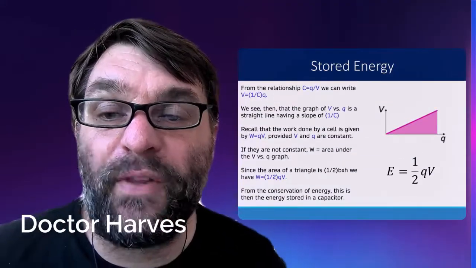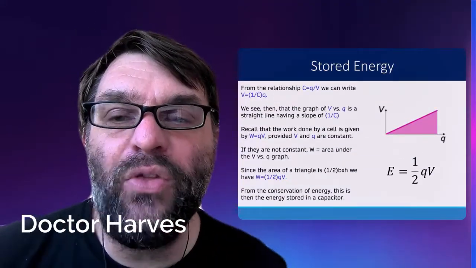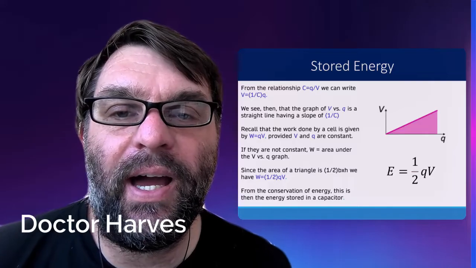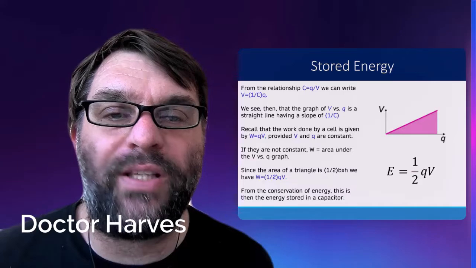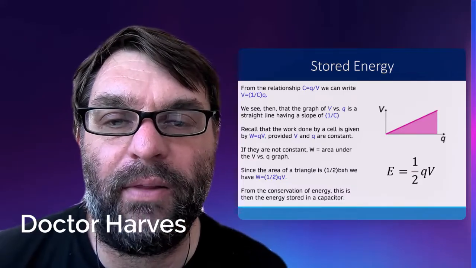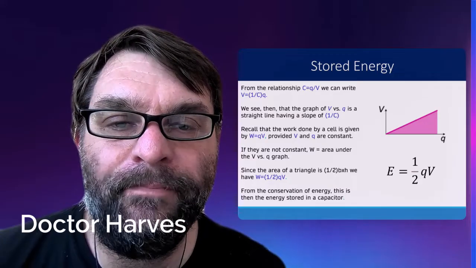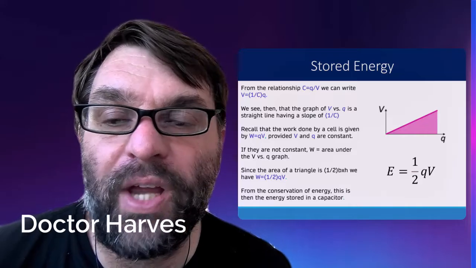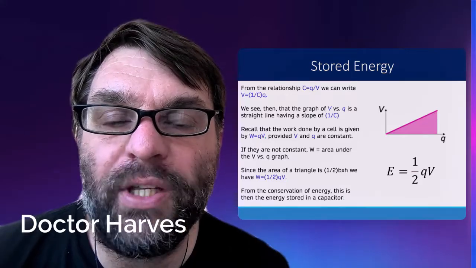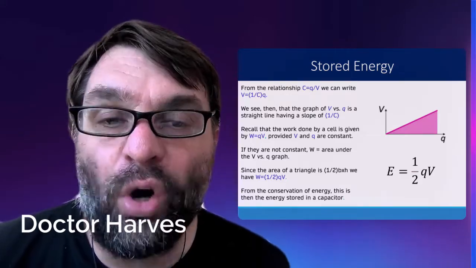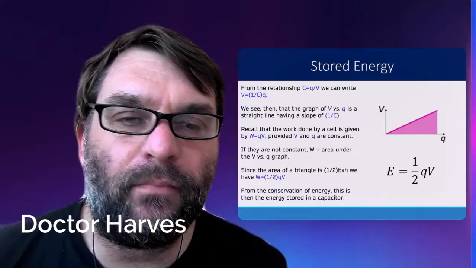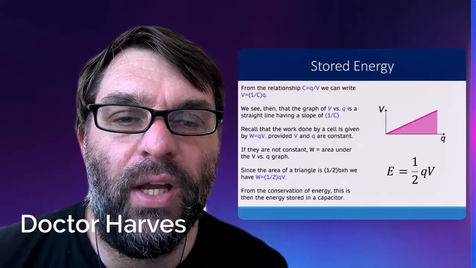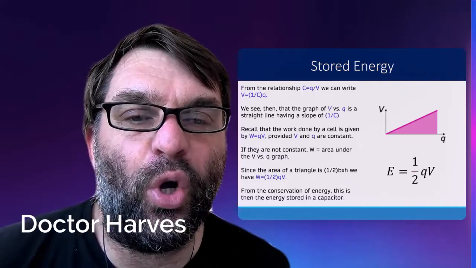So in terms of the energy being stored in the capacitor, you basically see that the work done by a cell is given by the charge times the voltage. And that's all well and good when voltage and charge are constant. But if they're not constant, then if you plot for the capacitor voltage against charge, the area under the graph will be the work done.